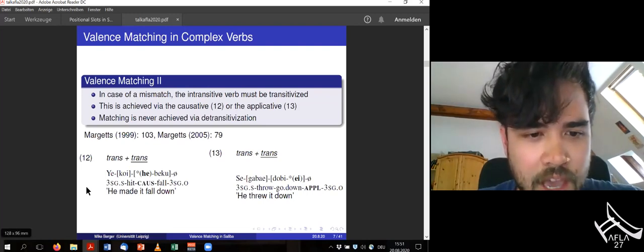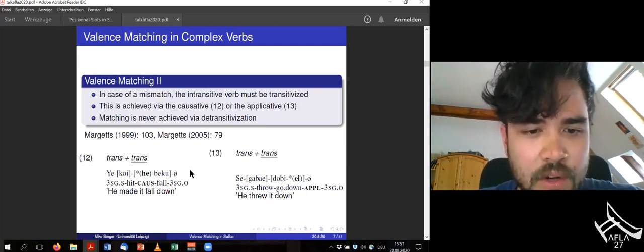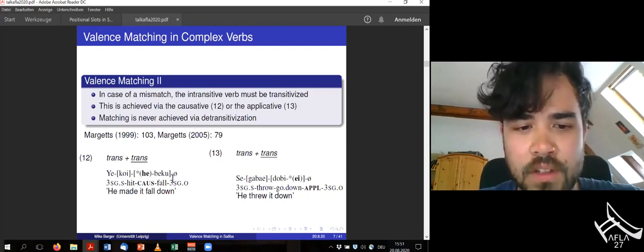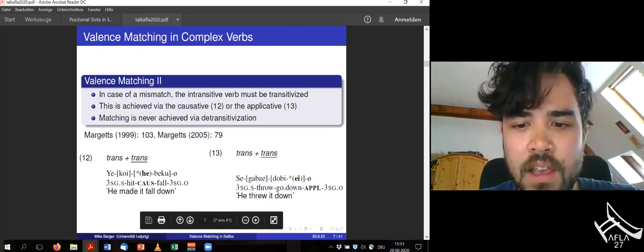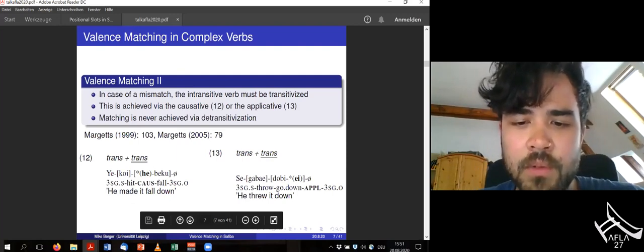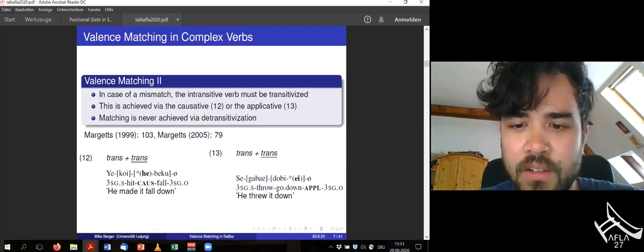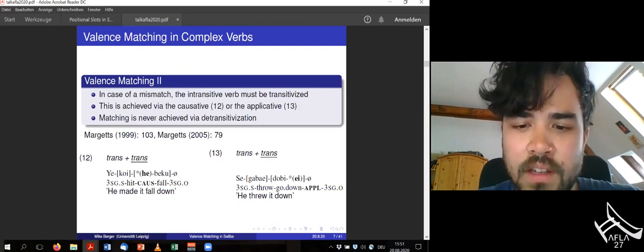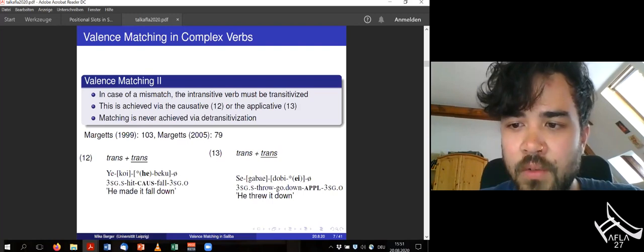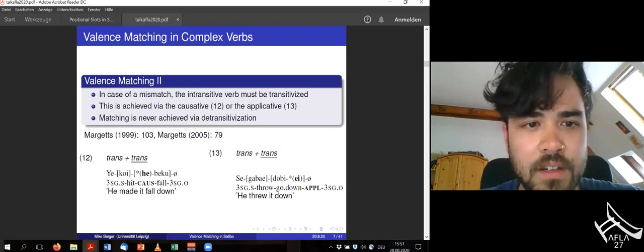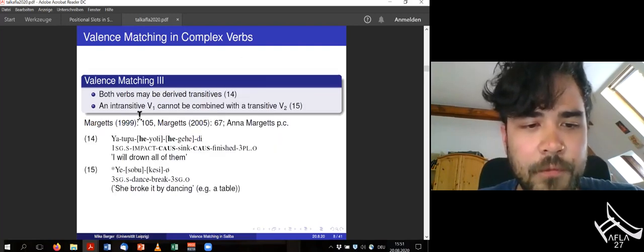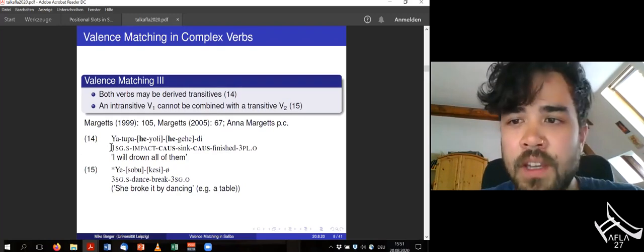In 12, we have a transitive verb hit and an intransitive verb fall. If you want to combine these, you have to transitivize the second one with the causative, meaning he made it fall down. Similarly, in 13, I've given you an example with an applicative. We have gabai throw and dobi go down. If you want to stick those in a complex verb together, you have to applicativize the second one. He threw it down.